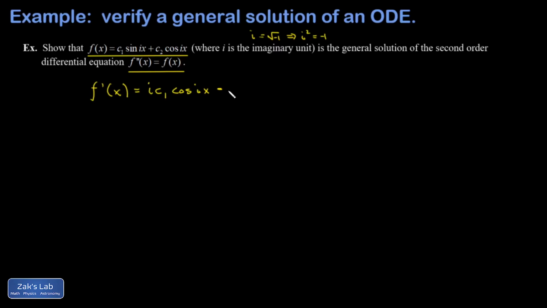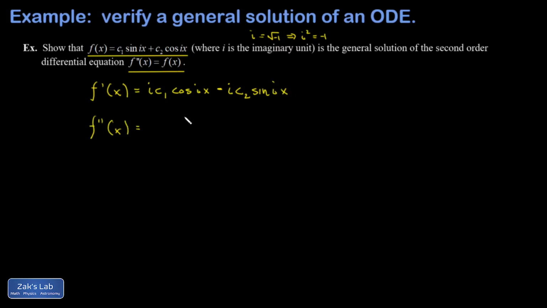And again, the chain rule is going to produce a factor of i when I differentiate the argument of this cosine function. The c2 is a spectator here. And then the derivative of cosine, of course, produces that sine function with the minus sign out in front. Then I take the second derivative.